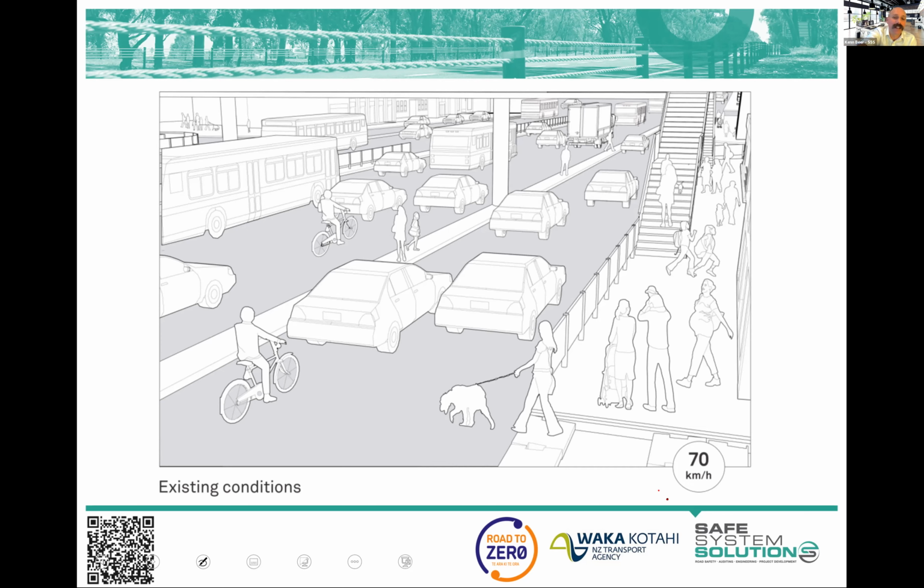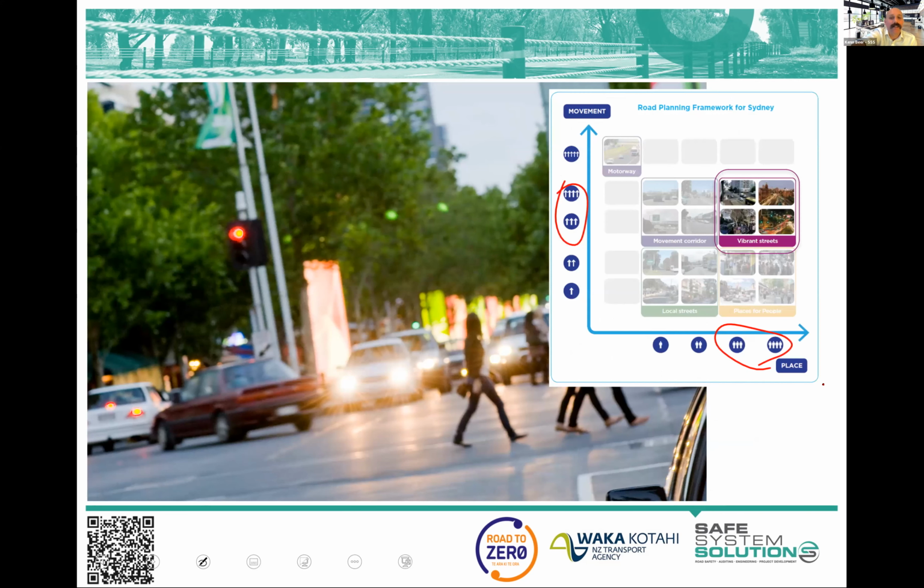So let's do that again. We see this one's got a 70 km/h speed limit. We've got pedestrians and cyclists. It's got a pedestrian overpass at the moment, but it's been categorized within the vibrant streets category, meaning it does have high place, but it's also going to maintain high movement. So this is one where the strategic planners are like, yeah, we want to make it more of a place, but we don't want to lose the movement function.